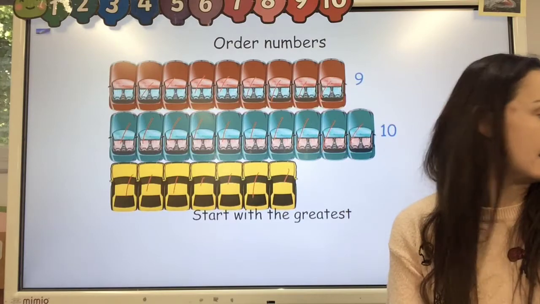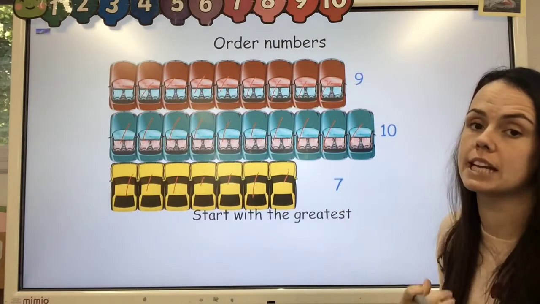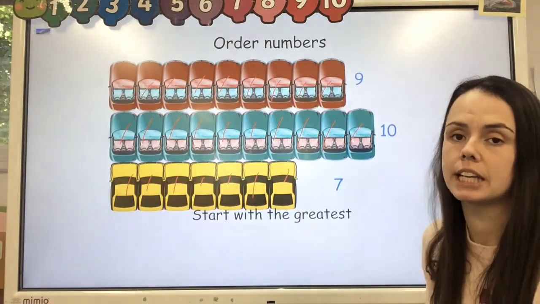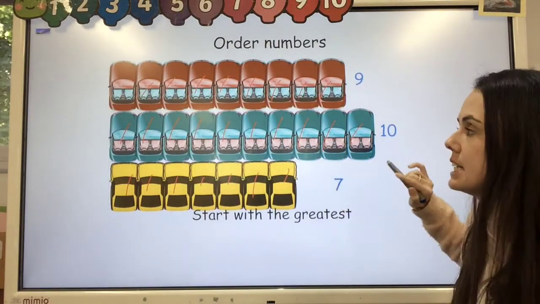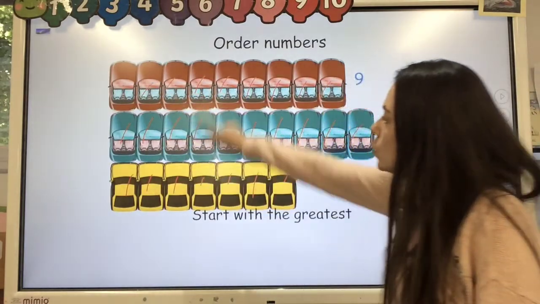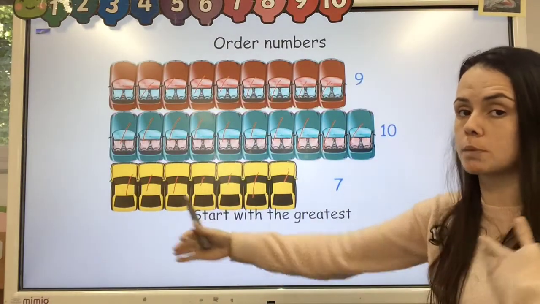Great work. Now, which one is the biggest number? So what we're looking at is 10, 9 and 7. Now we're really lucky here because the cars are all nicely laid out, and they are laid out enough so that they're all in order. The biggest number is the one that has the most amount of cars in it.